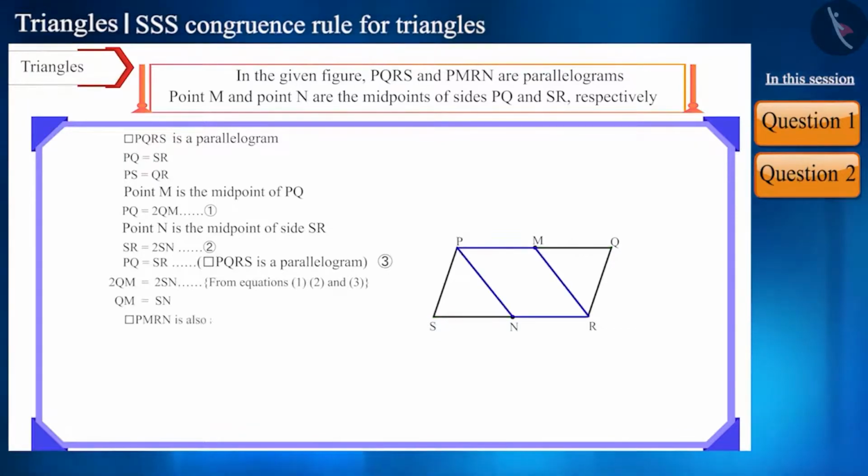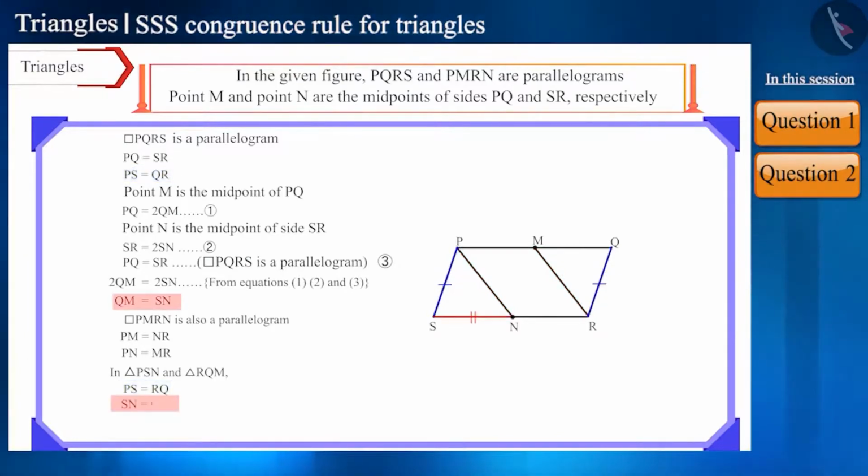And since PMRN is a parallelogram, its opposite sides will be equal. This means side PM is equal to side NR and side PN is equal to side MR. Friends, look carefully. Now we can say that in triangle PSN and triangle RQM, all three sides are equal. Side PS is equal to side RQ, side SN is equal to side QM, and side PN is equal to side RM. Therefore, these two triangles are congruent according to the SSS congruence rule.